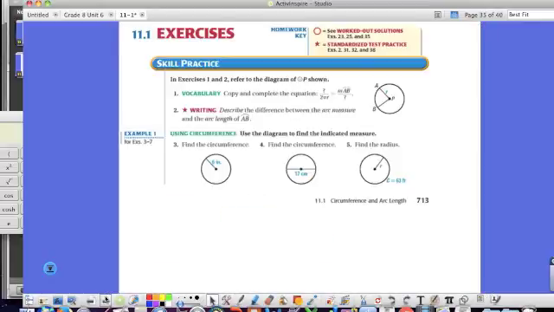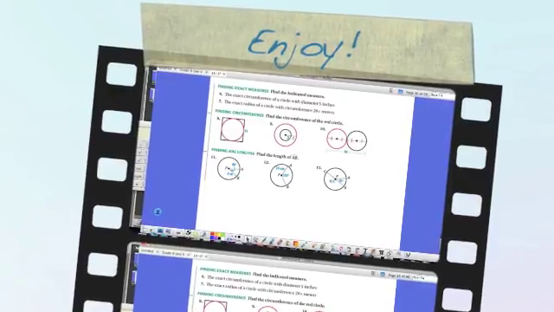Now, here are the pages which your homework problems come from.